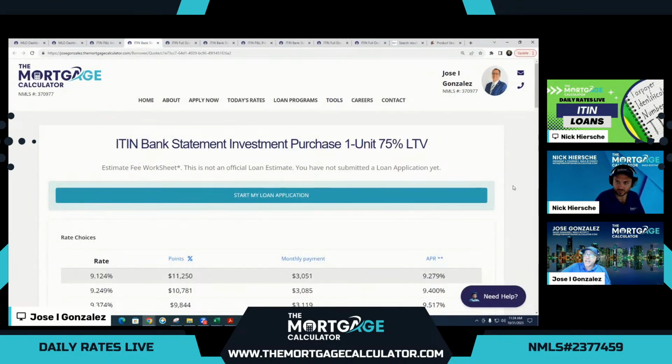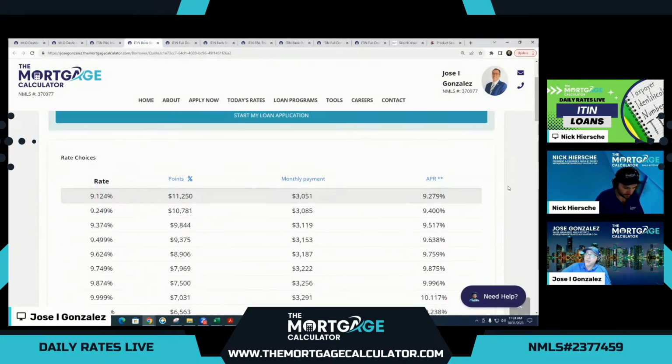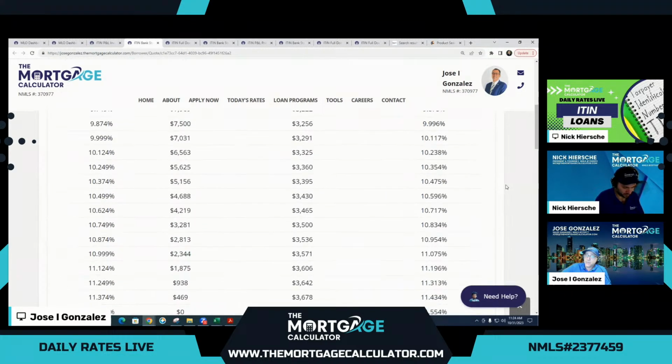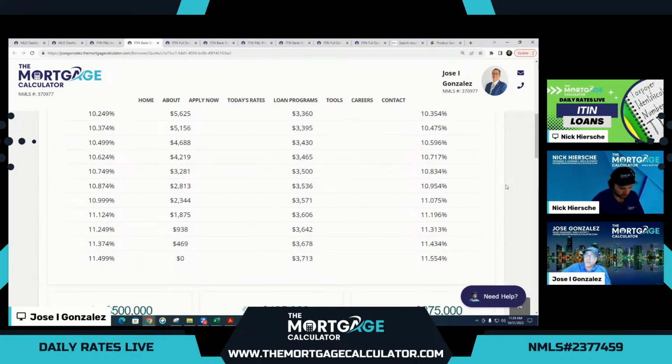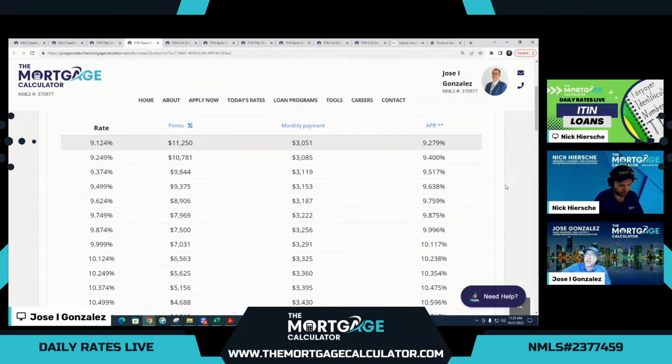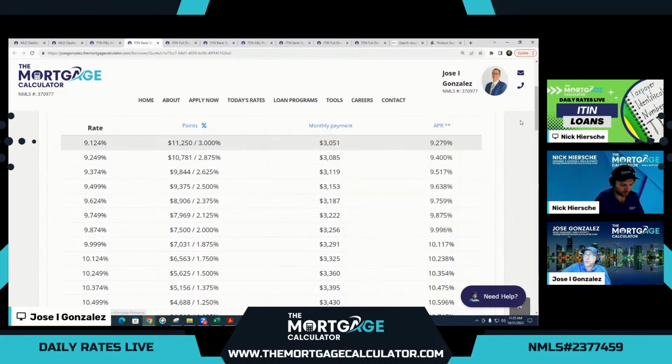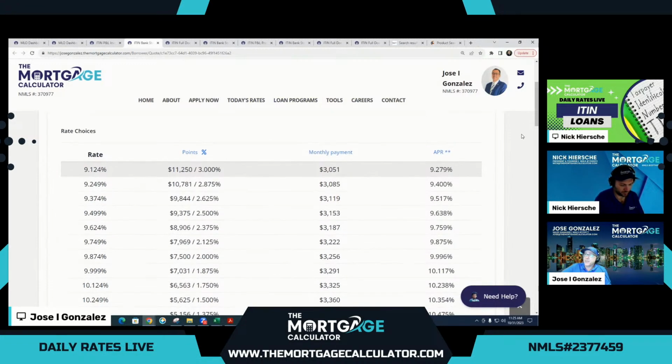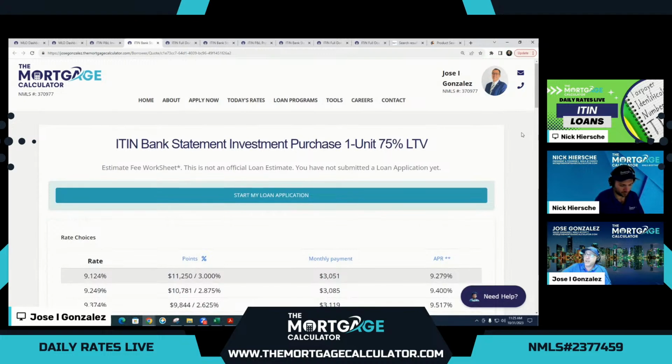So now bank statements, same LTV. Pretty amazing. 11.499 lowest cost option and 9.125 lowest rate option for our 75% one unit bank statement ITIN investment option.